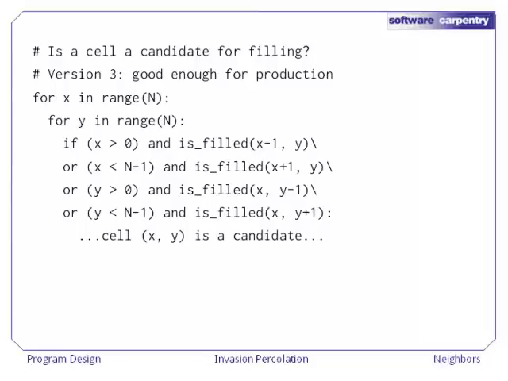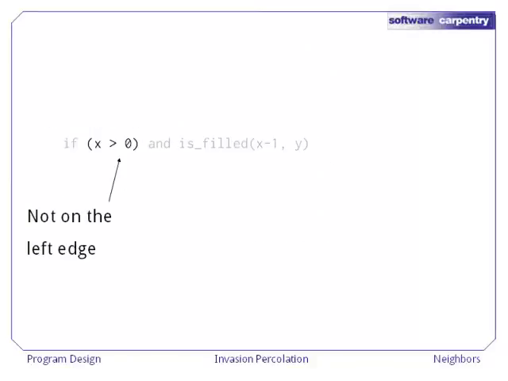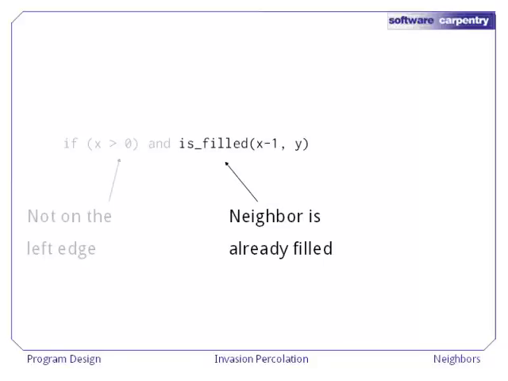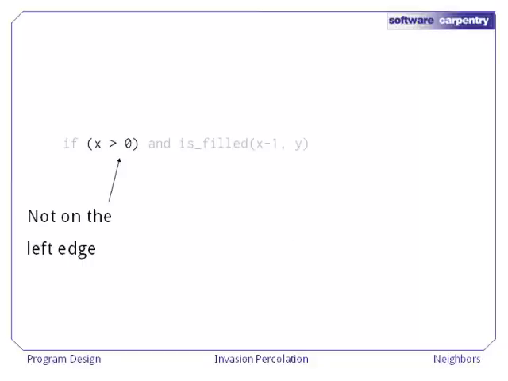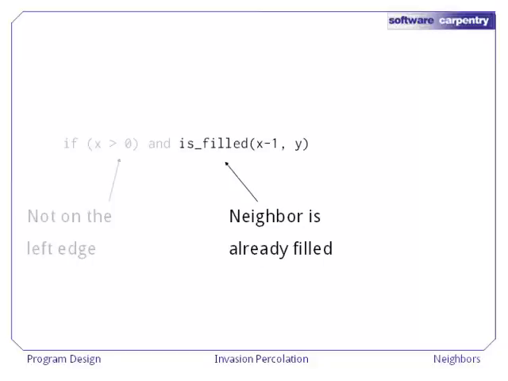Here's a third version that's good enough for production. We're going to combine the two tests in each direction using an AND. So, if x is greater than 0 and the cell to our left is filled, or if x is less than n minus 1 and the cell to our right is filled, and so forth, then this cell is a candidate for filling. Now, why does this work? Well, the first half of each test checks to make sure that the second half can safely be run. Let me show you that again. We say if we are not on the left edge, then we can take a look to the left to see if that cell is filled.